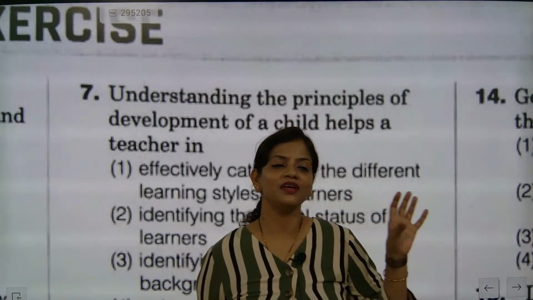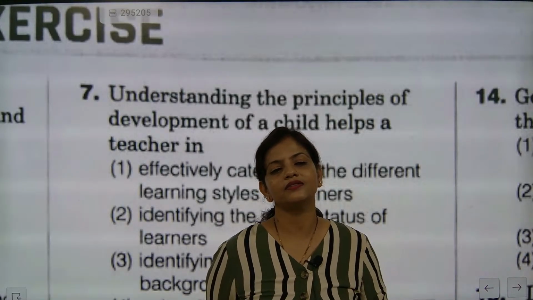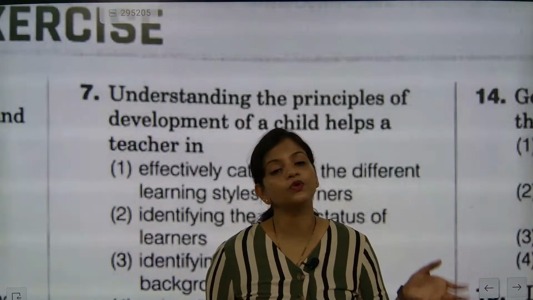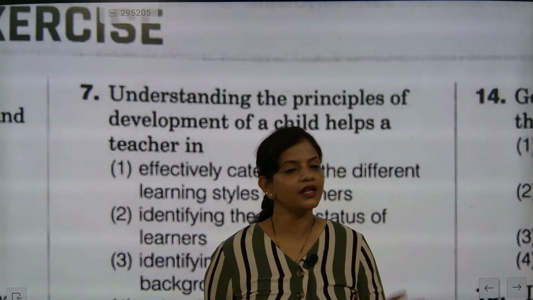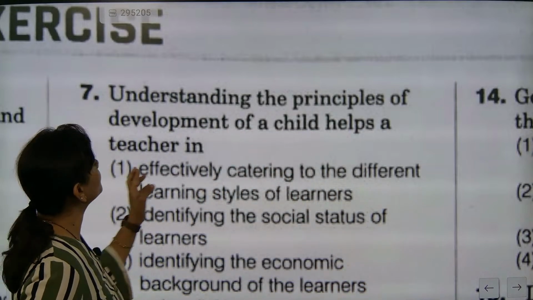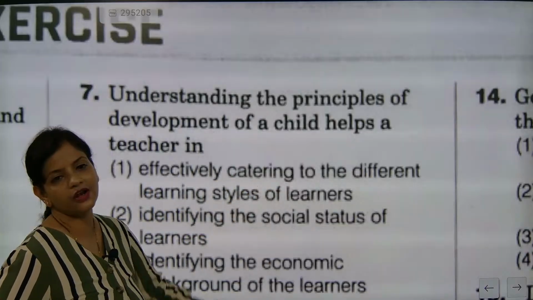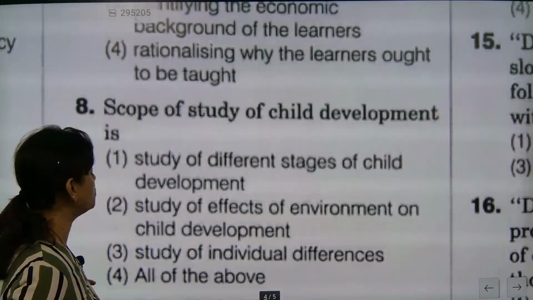Our duty is not doing this and that. Our duty is only one, and that is effectively catering the information that is connected to study only: study, learning, teaching, that part. Got it? So understanding the principles of development of a child helps a teacher in effectively catering to the different learning styles of the learner. Understood?